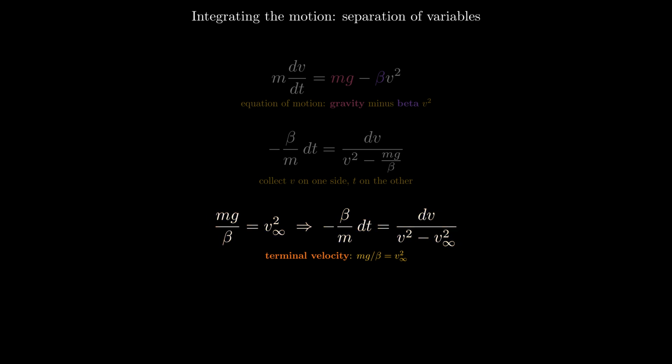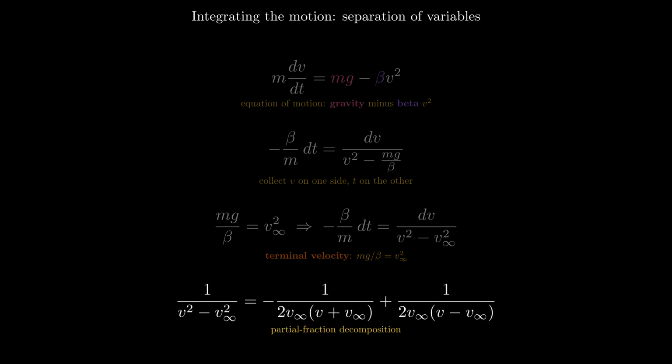That difference of squares invites partial fractions. We split 1 over the quantity v squared minus v infinity squared into 2 simple pieces.